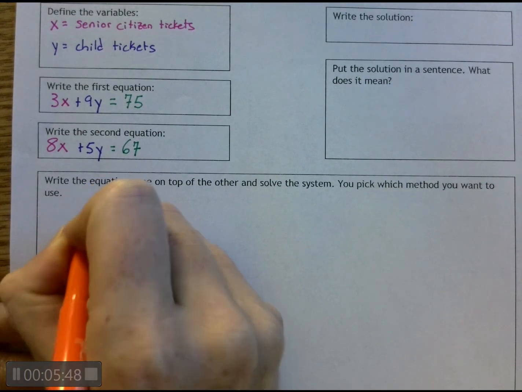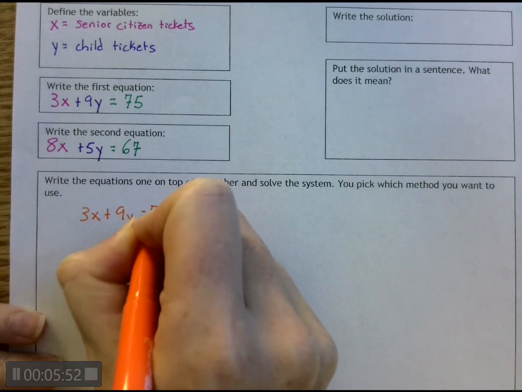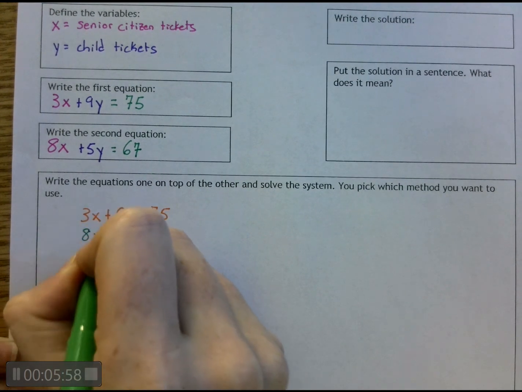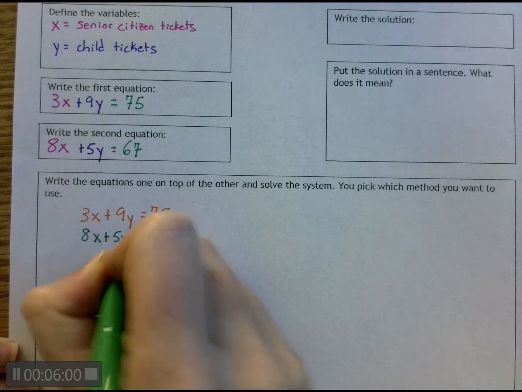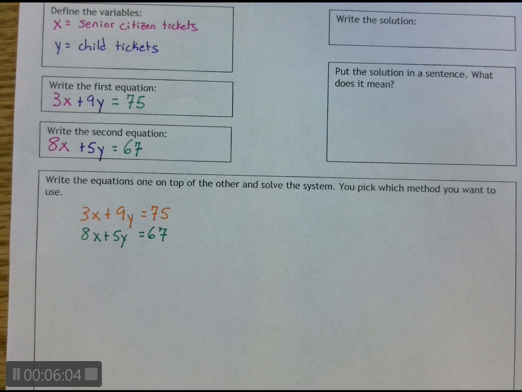So our first equation was 3x plus 9y equals 75. And then we also have 8x plus 5y equals 67. Okay, so we need to figure out how to get our x's to be the same number, okay?